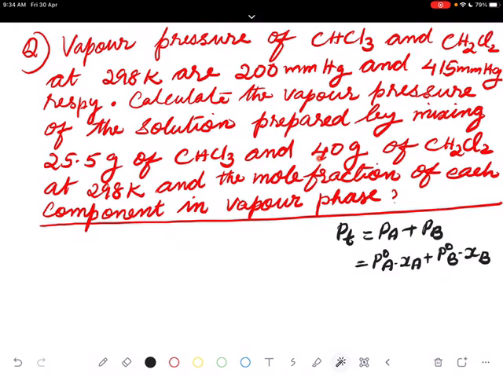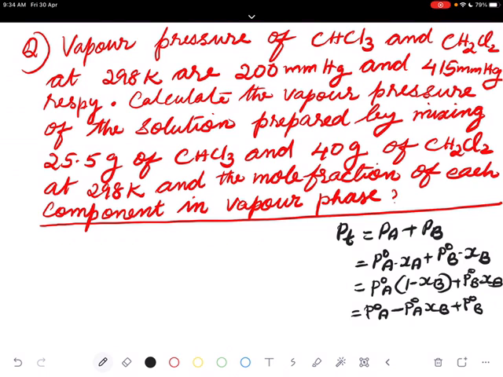Or we can make a new equation from this, converting XA in terms of XB, that is P naught A into 1 minus XB plus P naught B XB, which is equal to P naught A minus P naught A XB plus P naught B XB, which is equal to P naught A plus P naught B minus P naught A into XB.